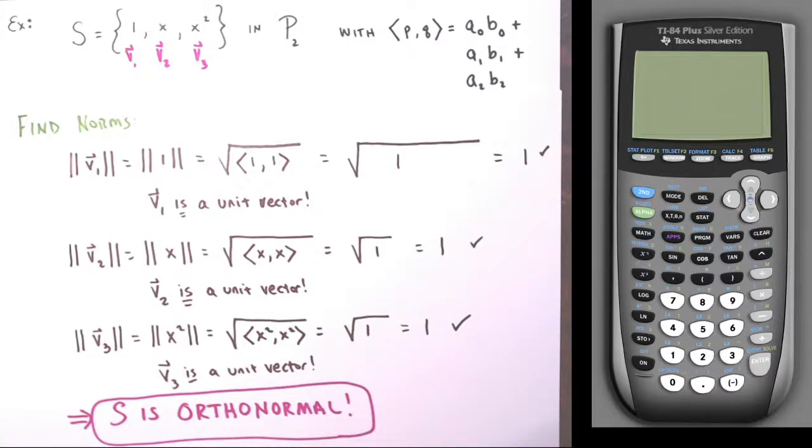But again, don't do that if the set's not orthogonal. That won't do anything. That'll just give you unit vectors, but they won't be orthogonal. An orthonormal set has to have both. It has to be an orthogonal set, and have all these unit vectors in it.